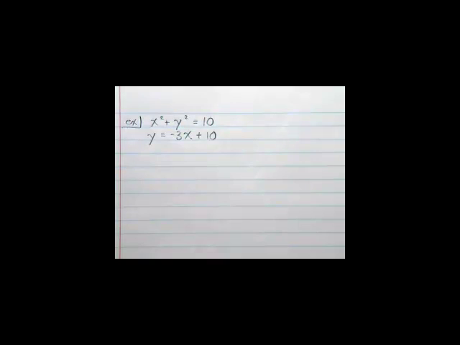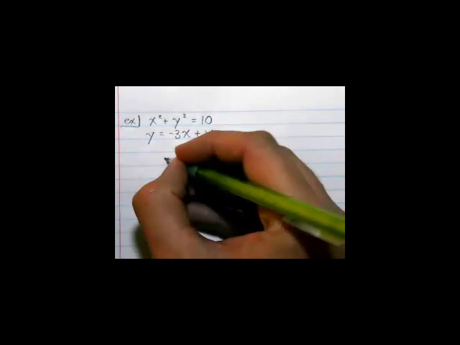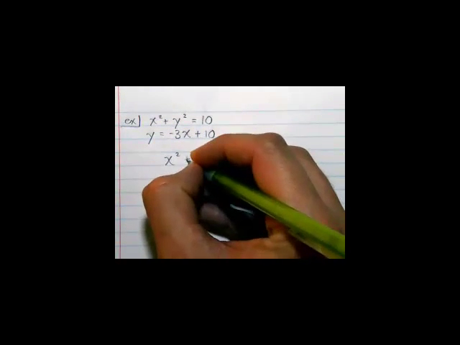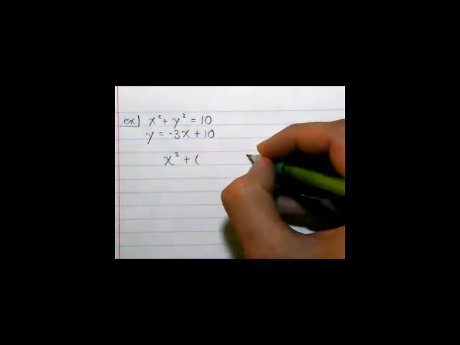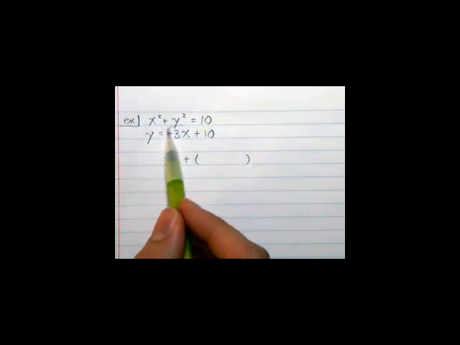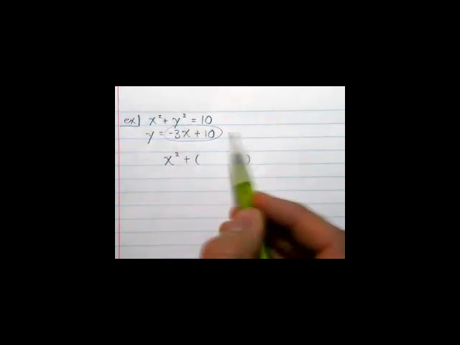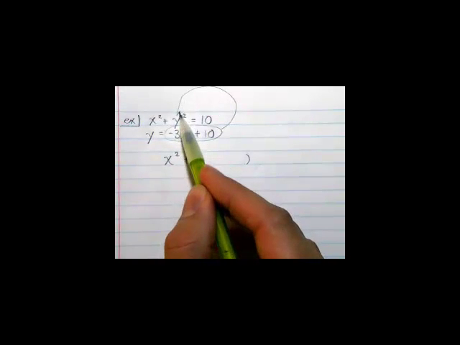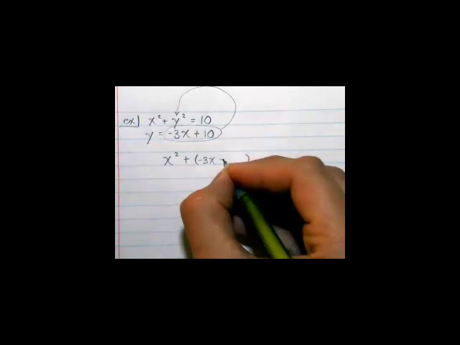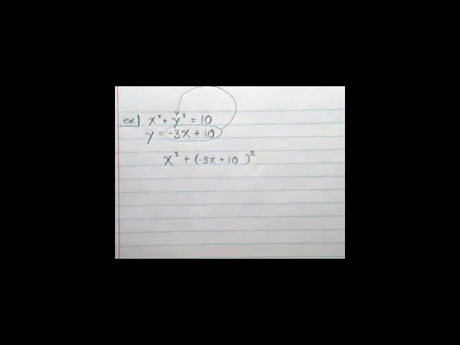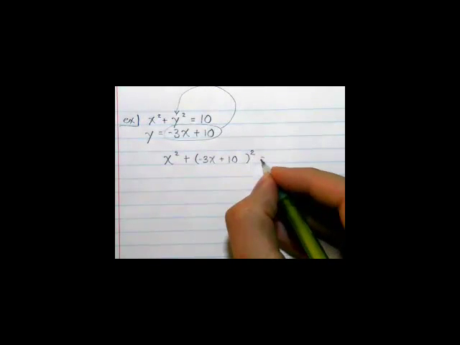Okay? So I'm going to take the top. Okay? Just start writing that. X squared plus y squared. Well, if that's going to be y squared, I'm going to take this and I'm going to substitute it in for y, because that's what y is equal to, right? So instead of y squared, it's going to be that thing squared. Negative 3x plus 10 squared. Like that. And then don't forget equals 10.